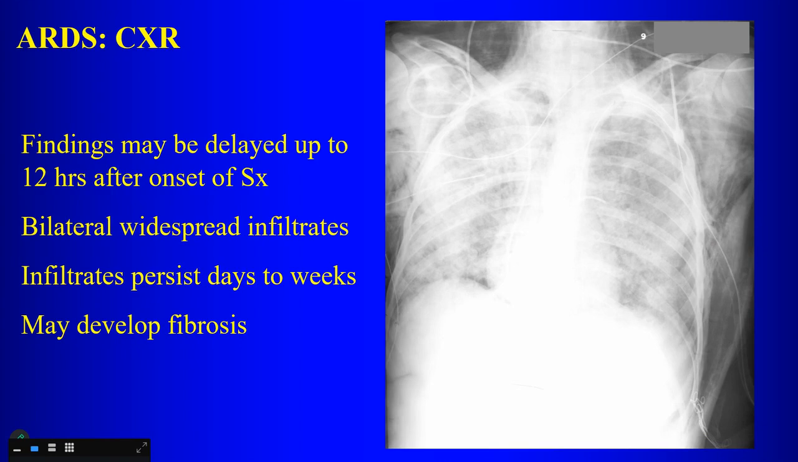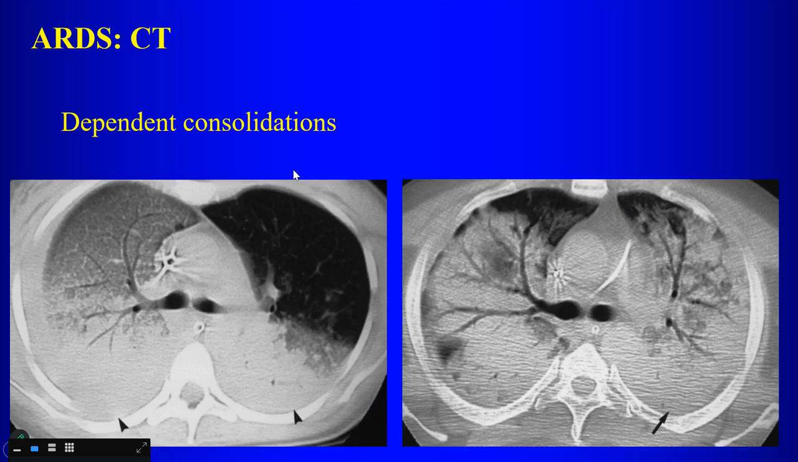So the patient might crash on the floor, you get a chest radiograph, and you may not see much in terms of consolidations, and then a few hours later, you get blooming of the bilateral consolidations, usually bilateral, and they persist days to weeks. You'll be reading the chest radiographs from the ICU day after day after day, and you're reading the bilateral consolidations unchanged, unchanged, unchanged. So they tend to persist. And then it can go on to develop fibrosis.